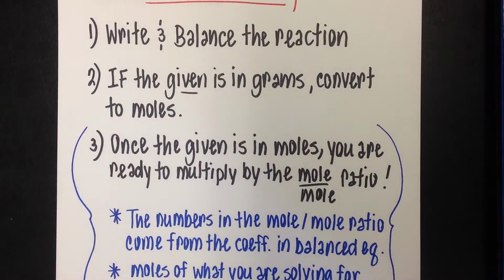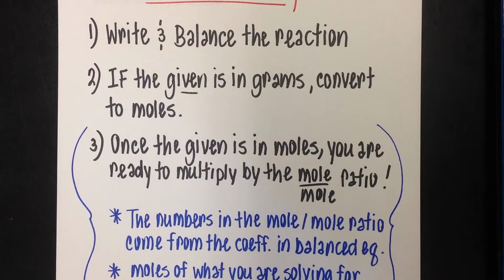They're going to give you a given amount of a substance, and that amount is either going to be in grams or moles. If it's already in moles, you're ready just to jump right into the mole to mole ratio. That's really easy, saves you some time. If the amount is in grams, which is really a more realistic way you would get it if you were working with it in a laboratory or industrial setting, then you're going to have to convert it to moles first.